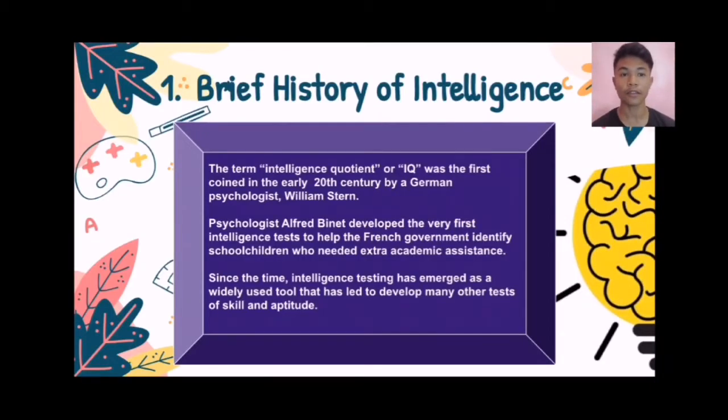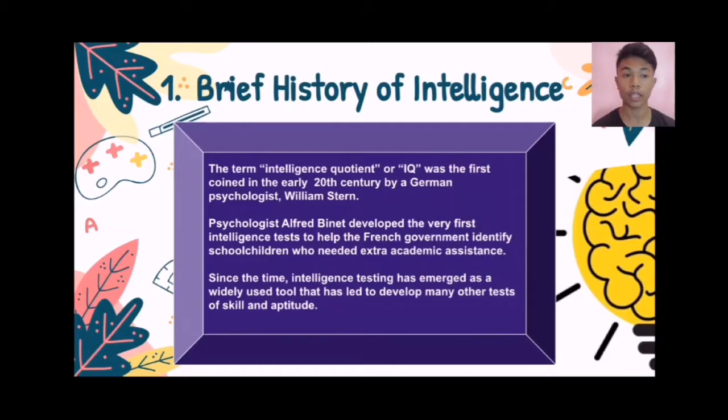Here is the brief history of intelligence. The term intelligence quotient, or IQ, was first coined in the early 20th century by a German psychologist named William Stern. Psychologist Alfred Binet developed the very first intelligence test to help the French government identify school children who needed extra academic assistance.